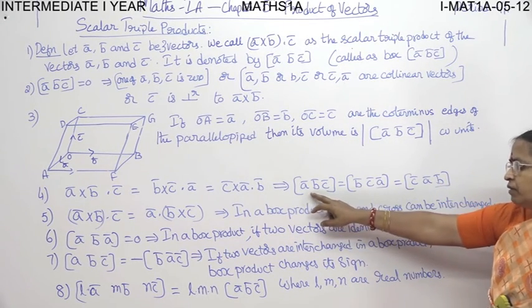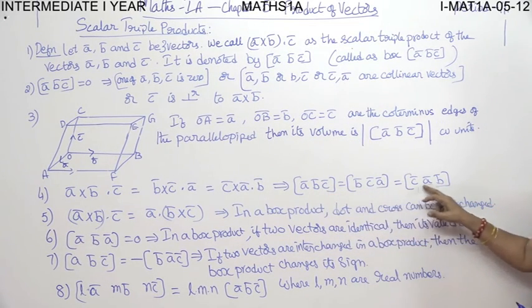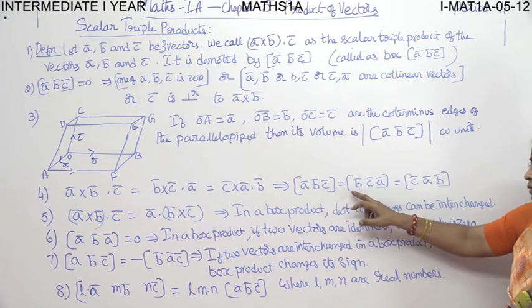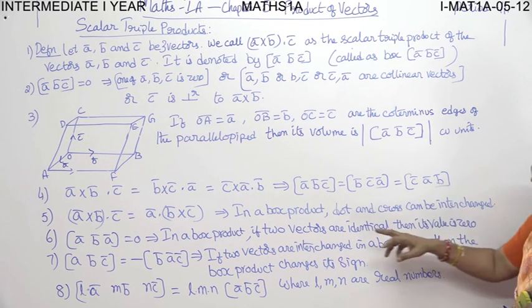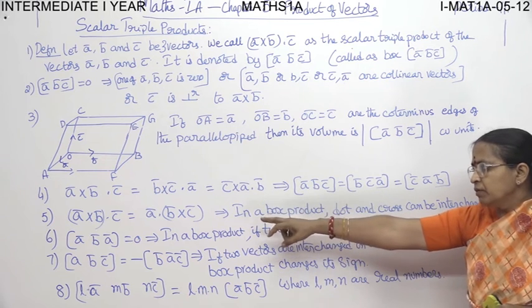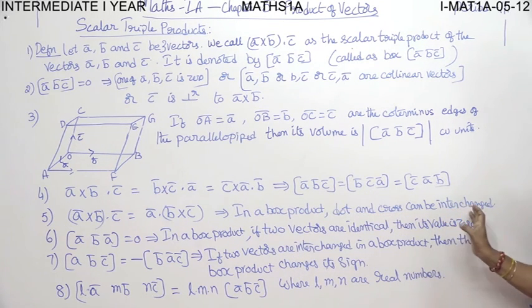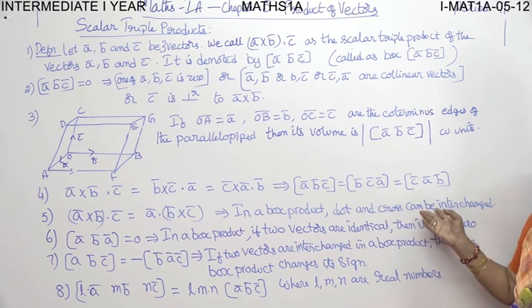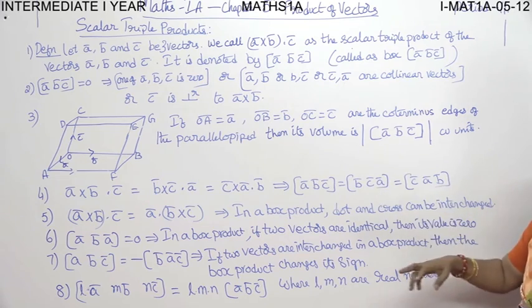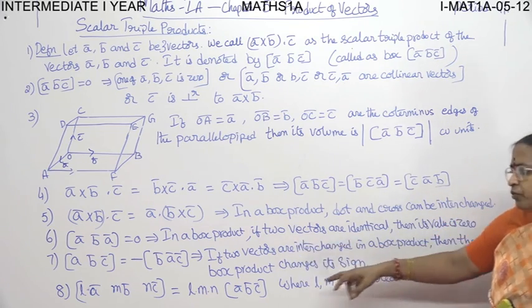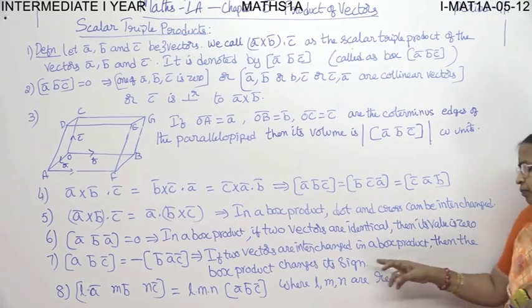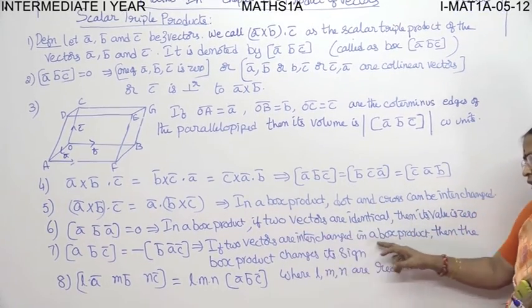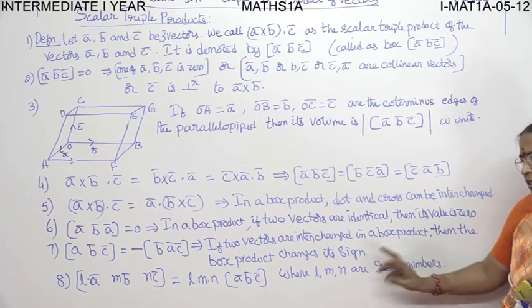And when the cyclic order is the same, box ABC is the same as box BCA, which is the same as box CAB. So in a box product, dot and cross can be interchanged because it is the volume of the same parallelepiped, right? When two vectors are identical, the box product value is 0. And when you interchange two vectors, the box product changes its sign.